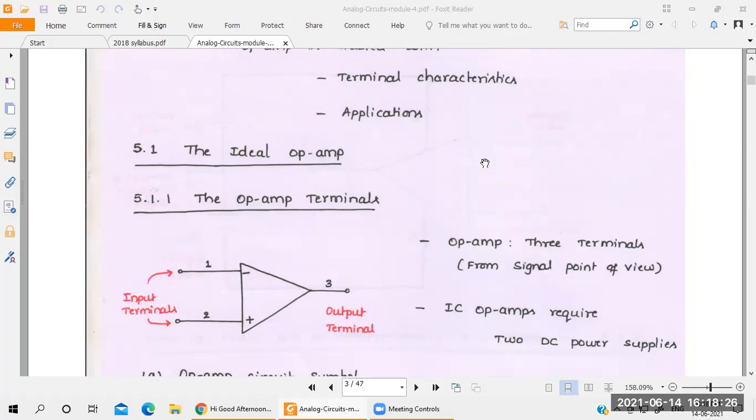There is a difference between the ideal op-amp and practical op-amp. Understood? Ideal means what here? Cut-in voltage is 0. Okay, op-amp cut-in voltage is 0. Practical, so cut-in voltage is how much here? Like 0.7. So for that you have to do different derivations here. Okay, don't get confused here.